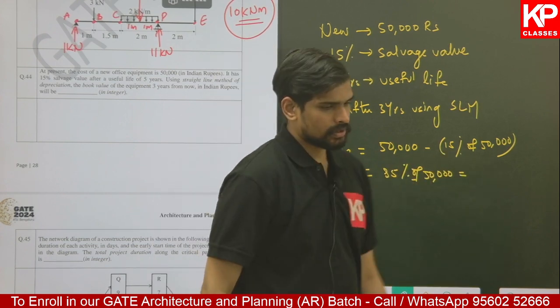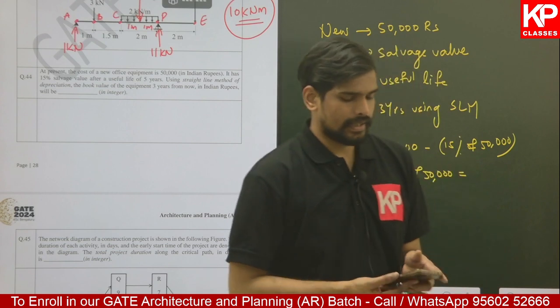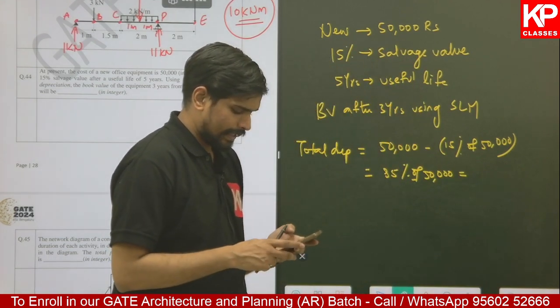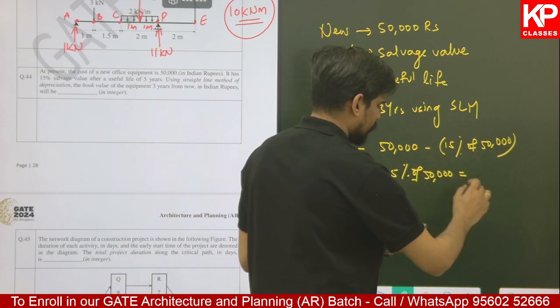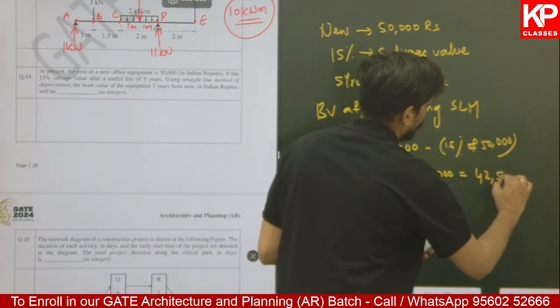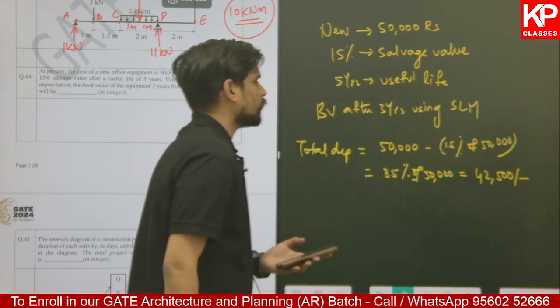What is 85% of 50,000? It can be calculated as 0.85 into 50,000. Or you can also find out the salvage value and deduct it. You will get 42,500 rupees. That's the total depreciation.